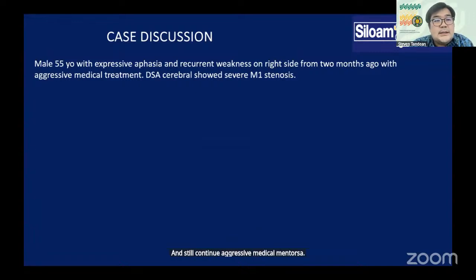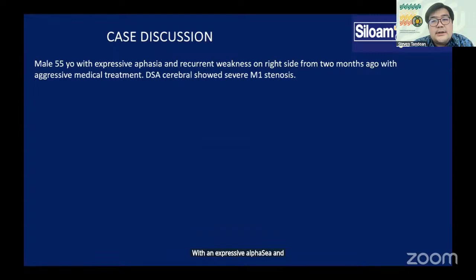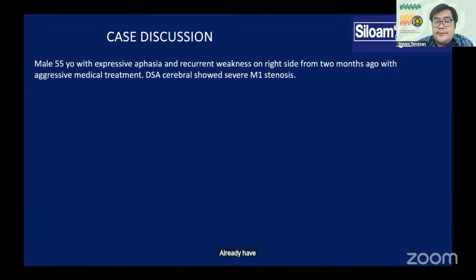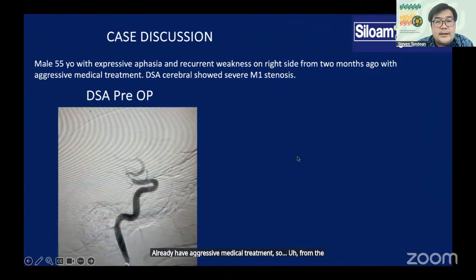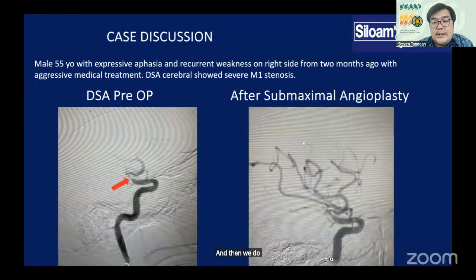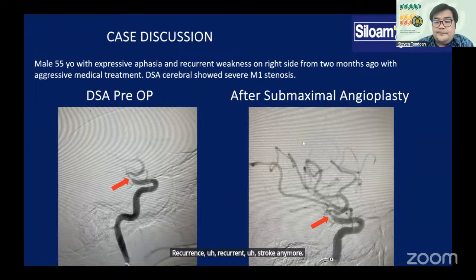And then this is another case, a 55-year-old patient with expressive aphasia and recurrent weakness on the right side from 2 months ago, already on aggressive medical treatment. From the DSA, we found a severe M1 stenosis, and then we did the submaximal angioplasty, and the patient can now do activities like usual. There is no recurrent stroke anymore.